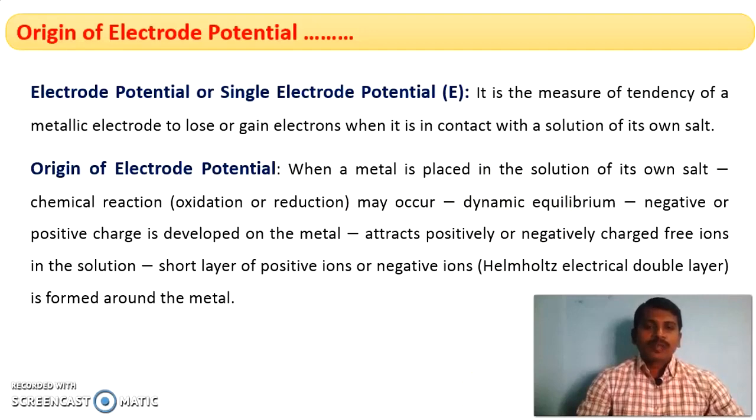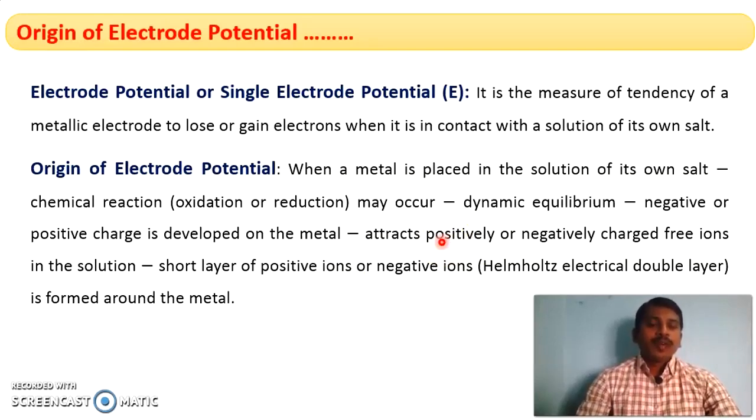Because of the establishment of dynamic equilibrium, the electrode develops a negative charge or a positive charge. Depending upon the chemical reaction, that is either oxidation or reduction, the dynamic equilibrium will be established. Based on that, a negative or positive charge will be developed by the metal. After the development of the charge, the metal attracts oppositely charged ions from the solution.